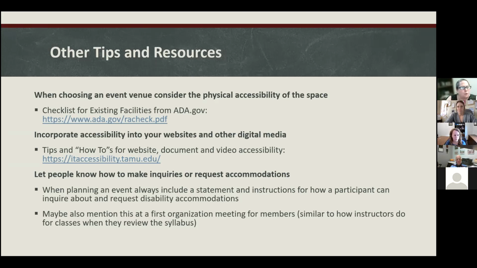And then let people know how to make those inquiries. Make sure you have a statement or instructions about who to contact. My other suggestion was to make an announcement at your meetings, so that if somebody has an accommodation need for your organization's events or activities, they know who to contact.